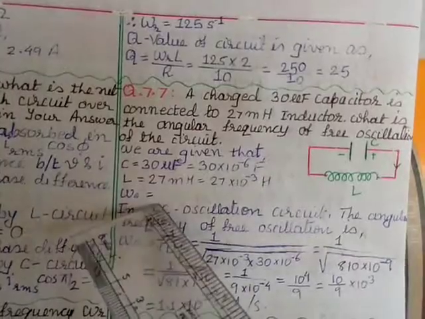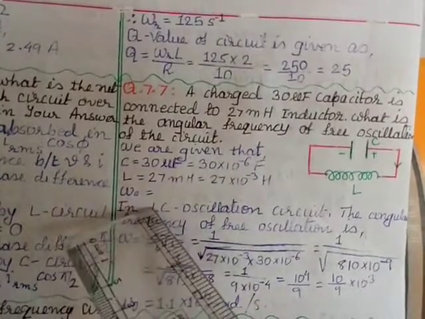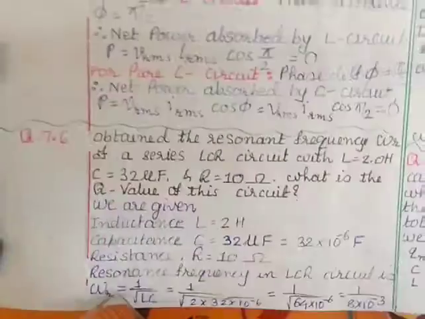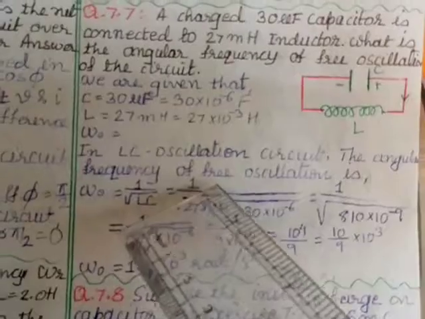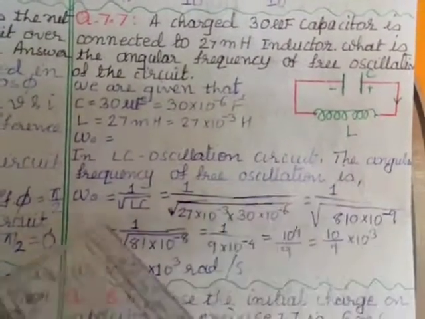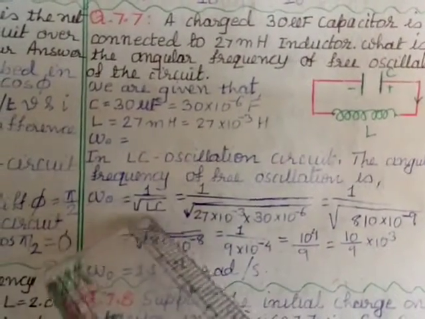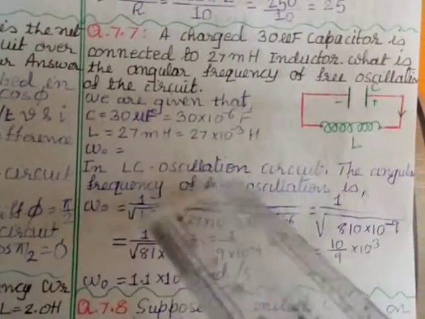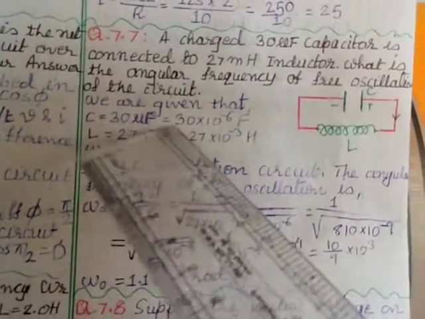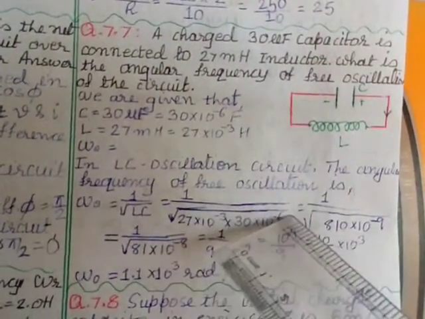We have to find omega naught or omega r. Okay, omega naught we shall find. Same formula like this one, 1 by square root of LC. In LC oscillation circuit, the angular frequency of free oscillation is omega naught is equal to 1 by square root of LC. 1 divided by square root, L is 27 into 10 to the power minus 3, this value, and C is this capacitance, 30 into 10 to the power minus 6.